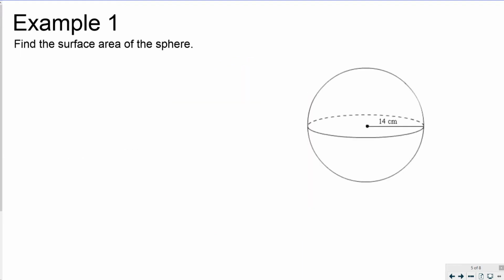So let's just jump right into some examples. Find the surface area of this sphere. So it is given to me that this sphere has a radius of 14. I can tell this is the radius because it goes from the center point to a point on the outside of the sphere. And so I know here that the radius is 14 centimeters.